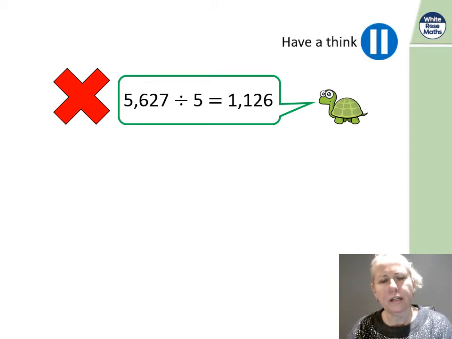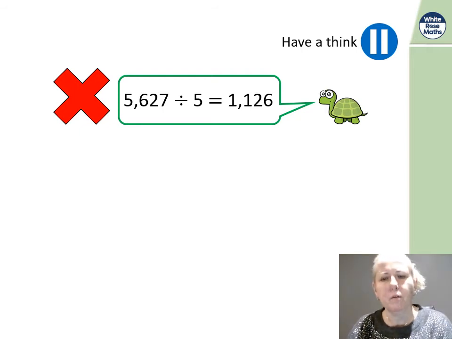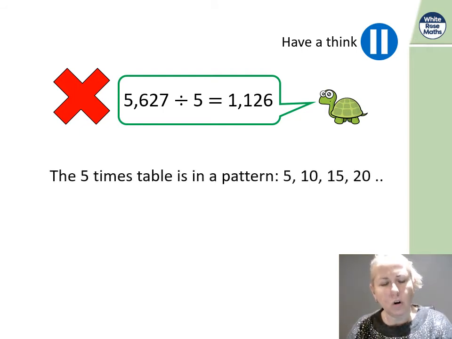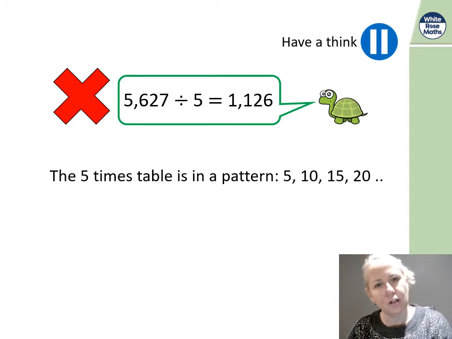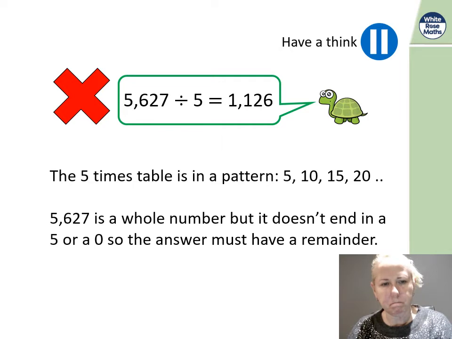If we look at the number that's asked to be divided by 5, there's a 7 on the end of that number. Can you think of the pattern that all the numbers in the 5 times table follow? All of the numbers in the 5 times table have a 5 or a 0 at the end, don't they? 5, 10, 15, 20, 25, 30. This number that we're dividing by 5 does not have a 5 or a 0 on the end, so there will be a remainder. Shall we quickly work this out just to see?